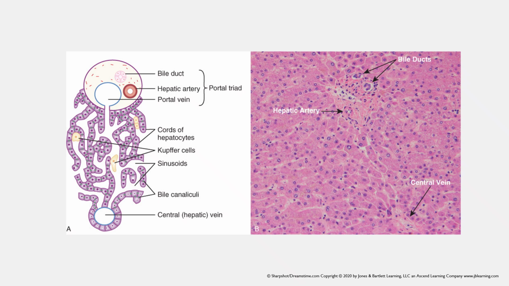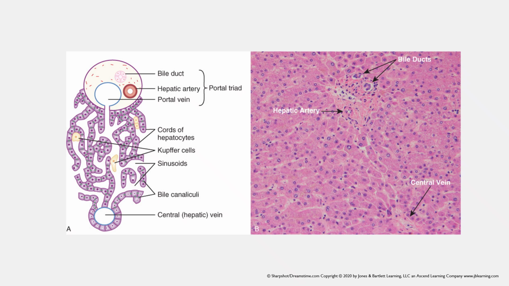Now let's put the map together. On the left, you see the classic diagram of a hepatic lobule. On the right, the real-life histologic version. Your job as a histotechnologist is often helping turn the right image into something interpretable instead of chaotic pink noise.